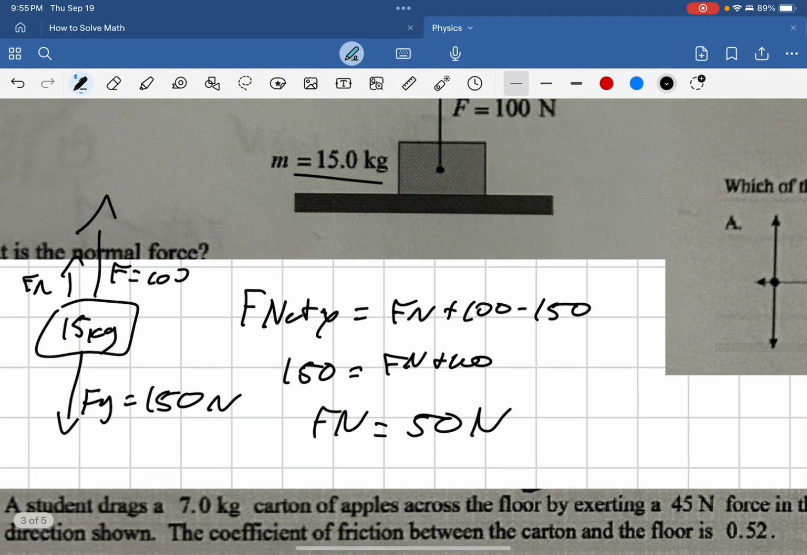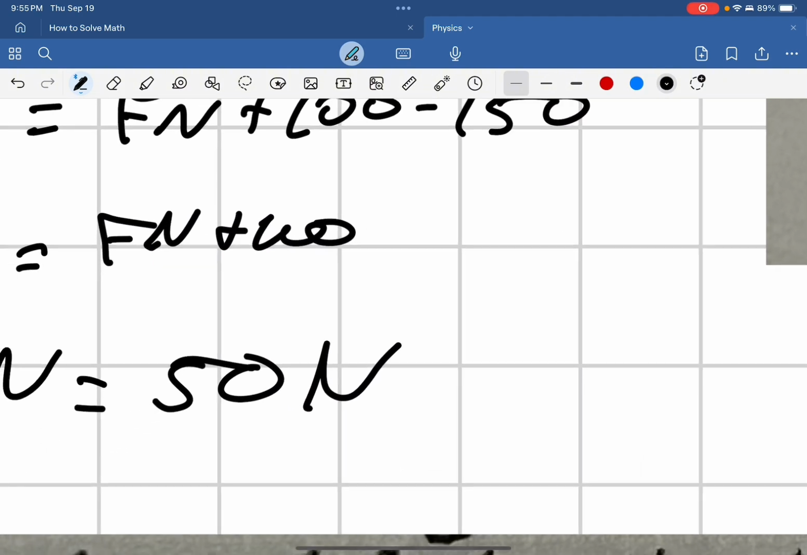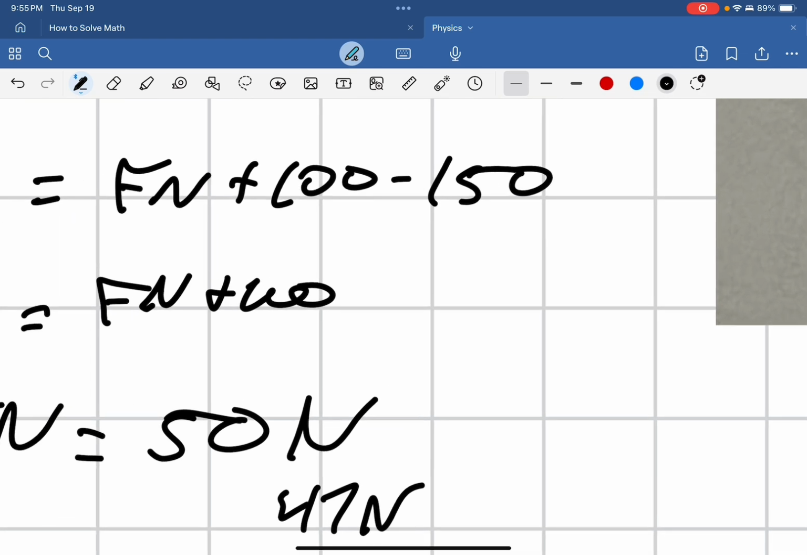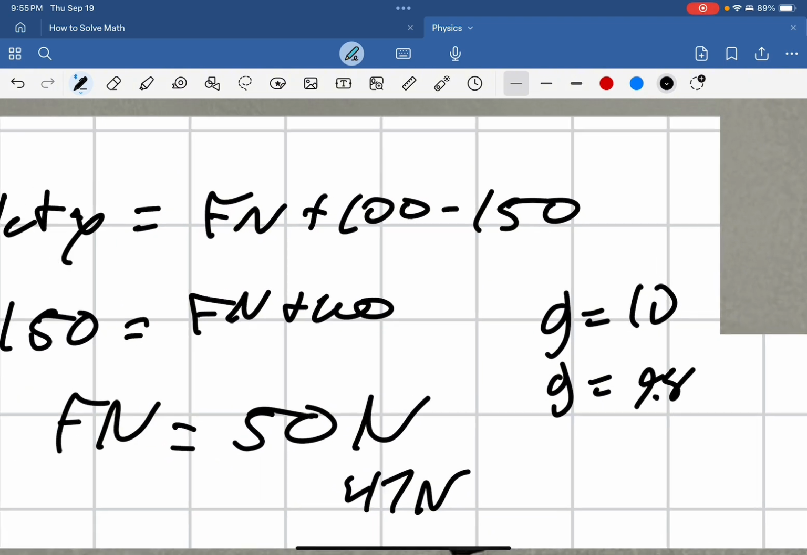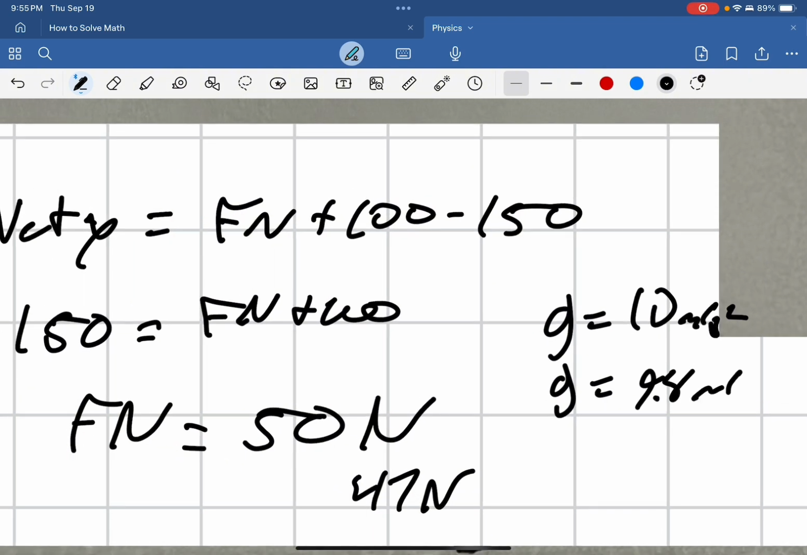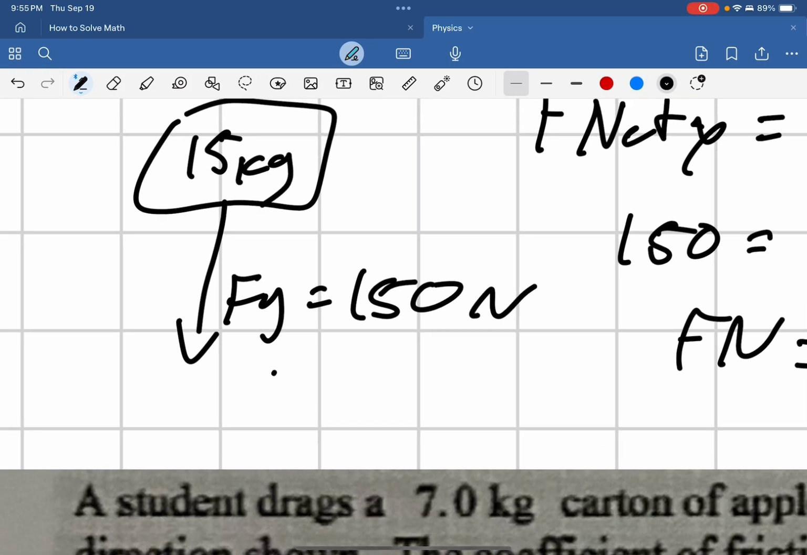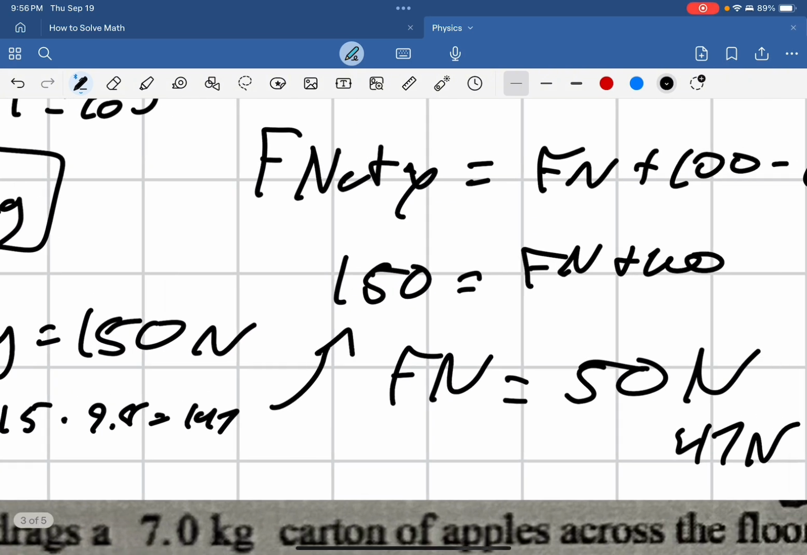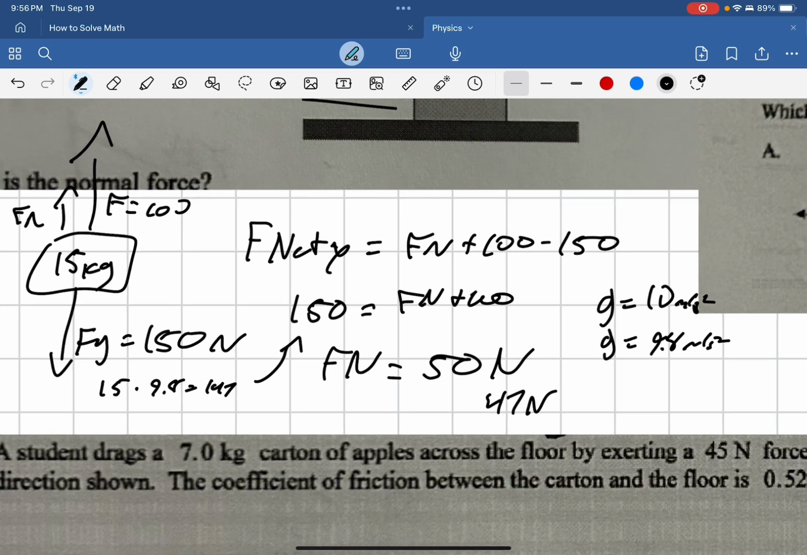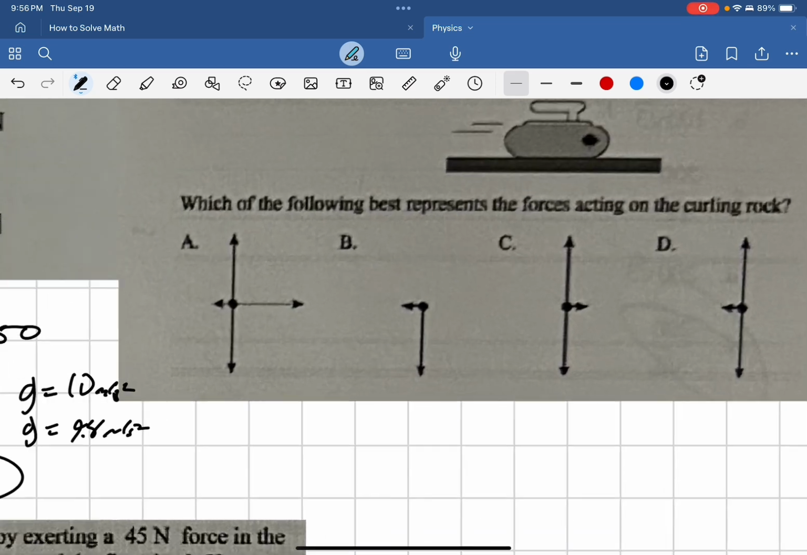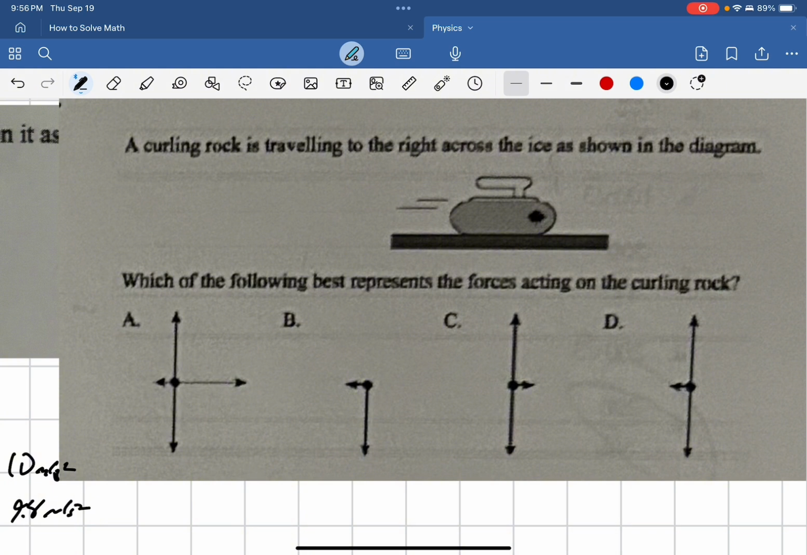Although for this problem, the answer key will say 47 newtons, and that's because instead of using g equals 10, it's going to use g equals 9.8 meters per second squared. If you go back and do it, this would be 15 times 9.8, which is going to be 147. And then you just plug 147 in, and 147 minus 100 is going to be 47 newtons. So there's your answer.